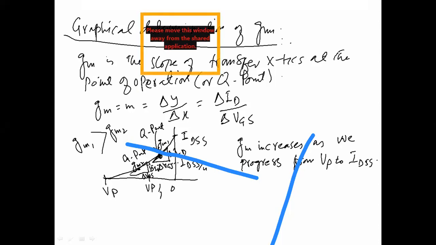So how do we determine GM? At the point of operation or Q point on the transfer characteristics curve, we simply choose the finite increment in VGS or in ID about the Q point, and then we find the corresponding change in ID or VGS respectively. So the resulting changes, once we observe, we just put in the above equation, GM is equal to delta ID by delta VGS, and we get the desired value for GM.